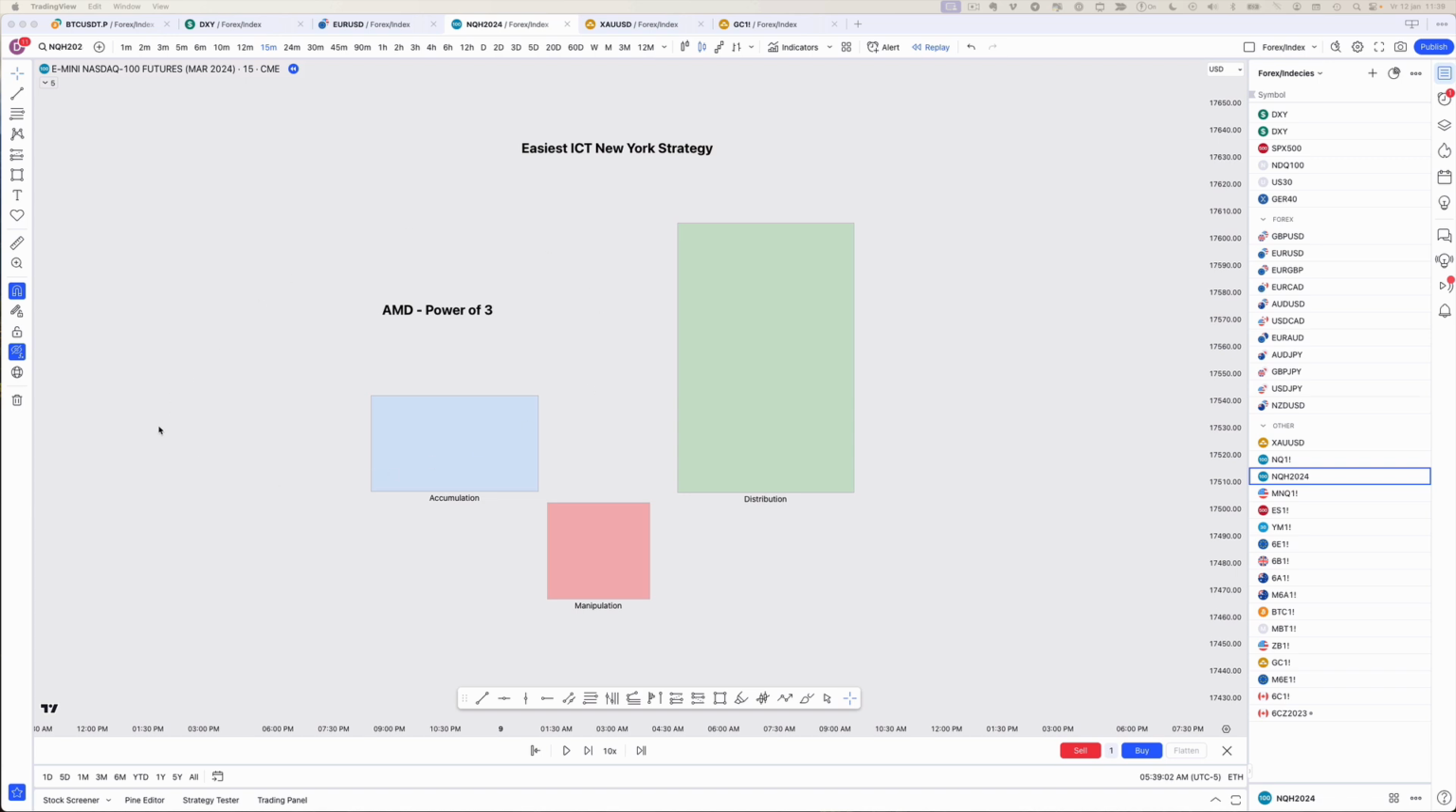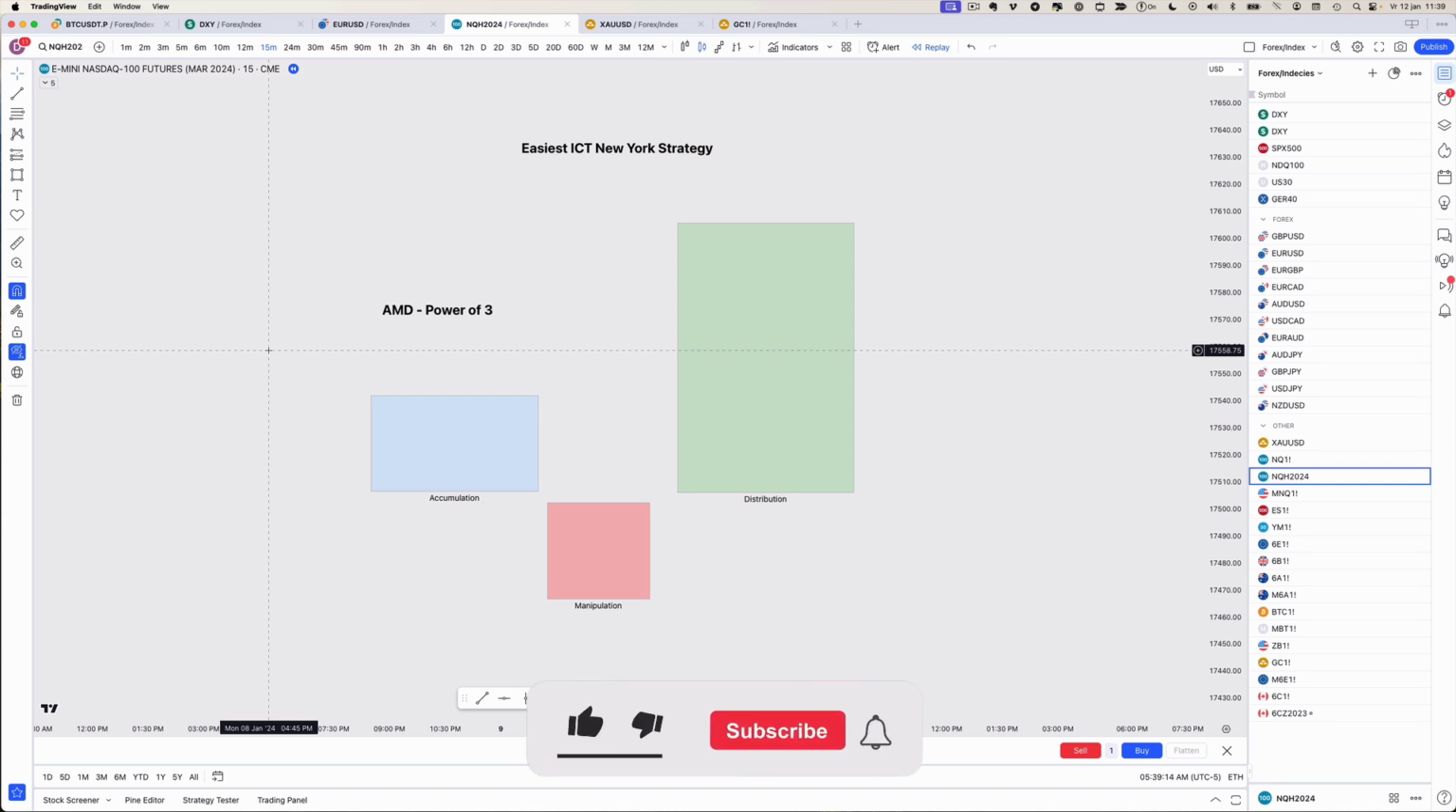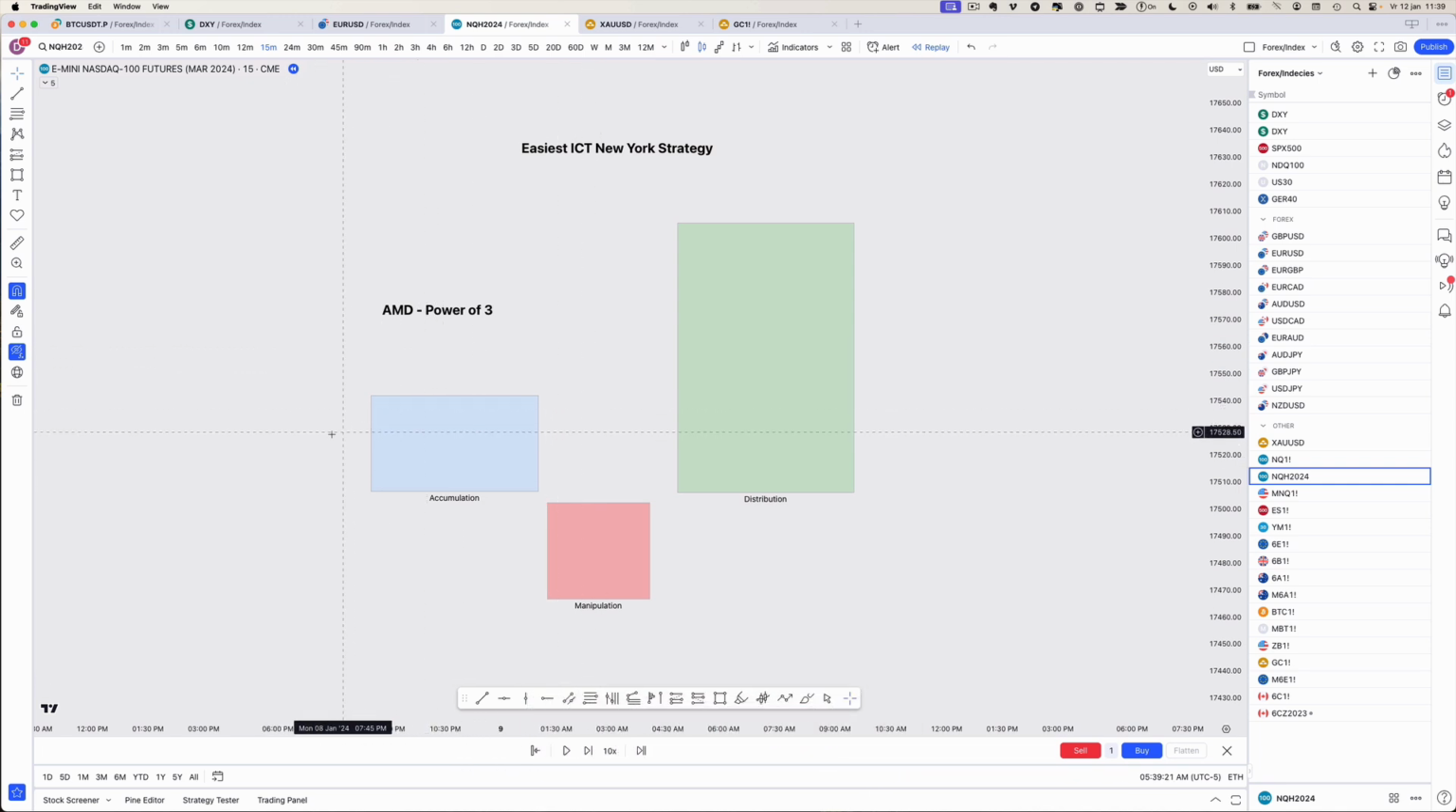The thing is, everything in ICT is based around this concept, the power of 3. So if you look at how a candle is formed, we always have a candle body and a wick to the downside and a wick to the upside. So if this is like a day and the day opens, we get a wick to the downside and then a wick to the upside. So the power of 3 actually happens in every candle. It happens in the daily candle, the weekly candle, the 15-minute candle, everywhere.